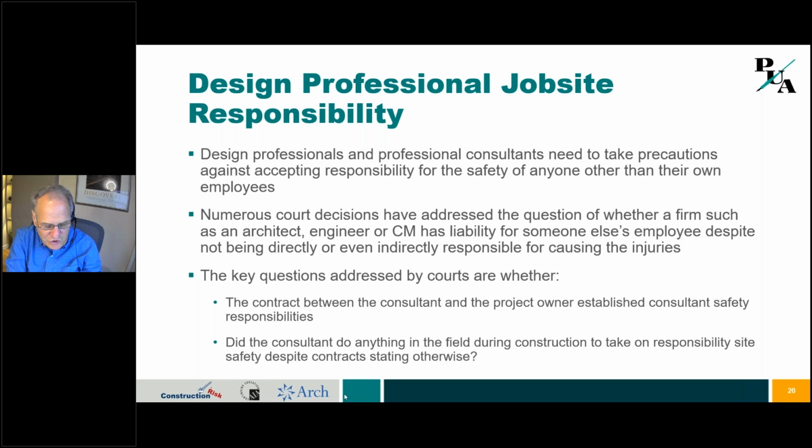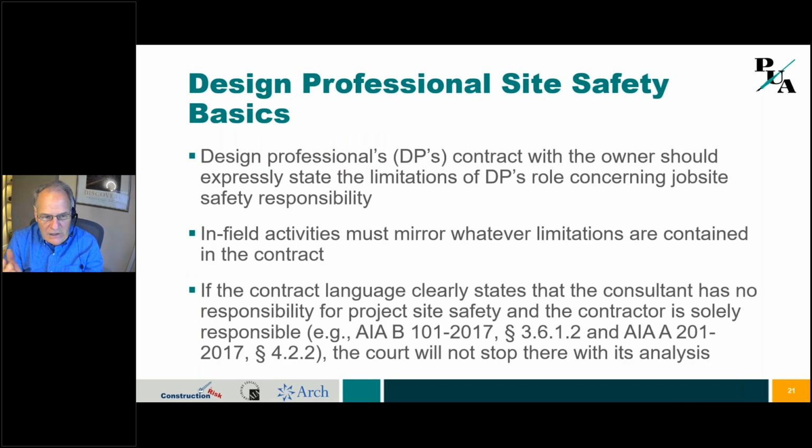And step two is, did you do anything when you're out in the field that implied authority beyond what the contract said? So even though you have a great contract that says you have no responsibility, the court does not stop there. The court will look at what you did when you went into the field. Okay, next. The design professional contract with the owner needs to state the limitations on your role, and the field activities need to mirror that. And the contract language clearly needs to state that the consultant has no responsibility. So look at AIA B101, it has excellent language, and AIA A201 has excellent language. And then let's go to the next slide.